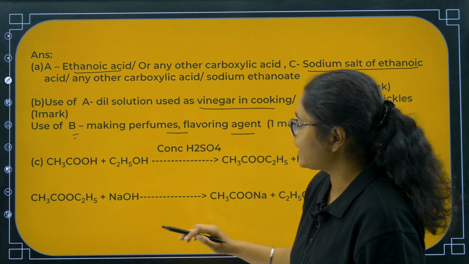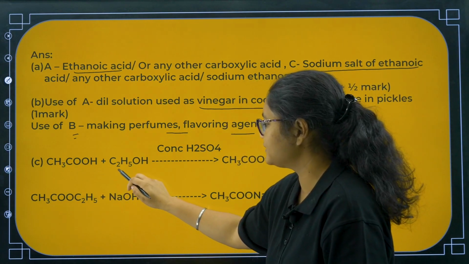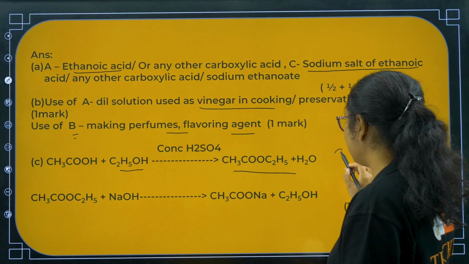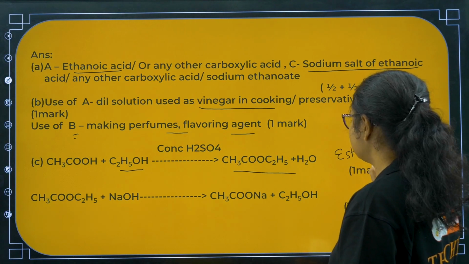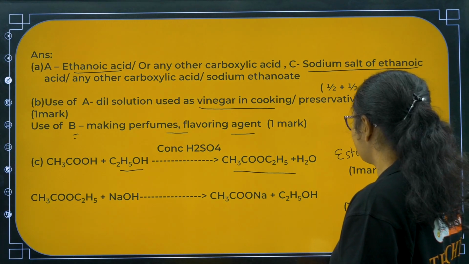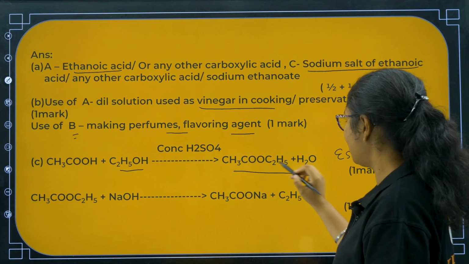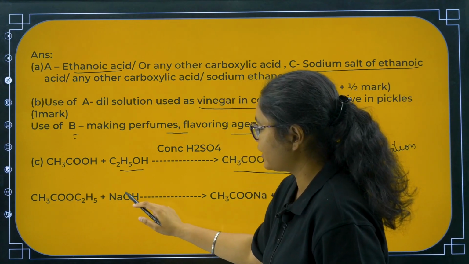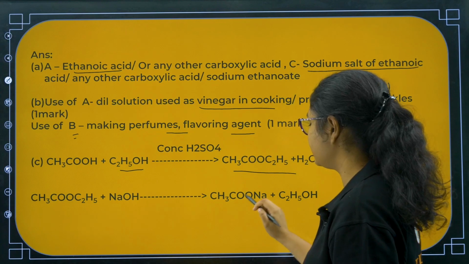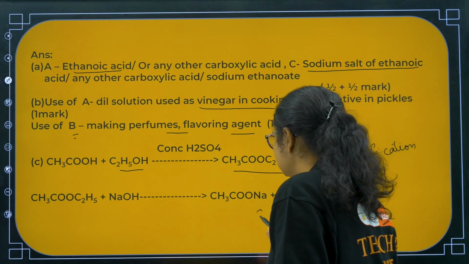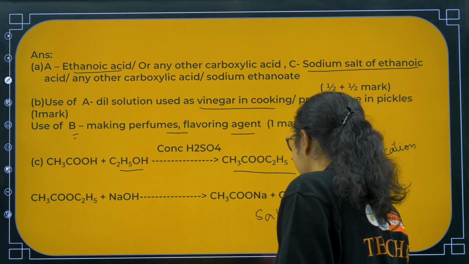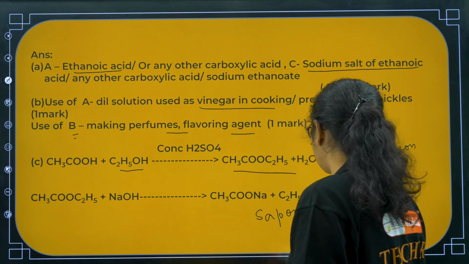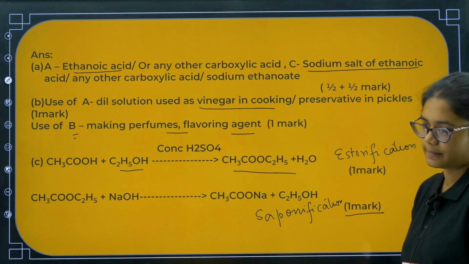Okay. Now reactions, if you know CH3COOH plus C2H5OH with concentrated H2SO4, this will be the reaction, and the name of this reaction is esterification. Okay. So this name and reaction will give you 1 mark. Next, if you have this ester with NaOH, you will get sodium salt and ethanol, and this is known as the saponification reaction. Okay. Again, name and reaction will give you 1 mark, right.